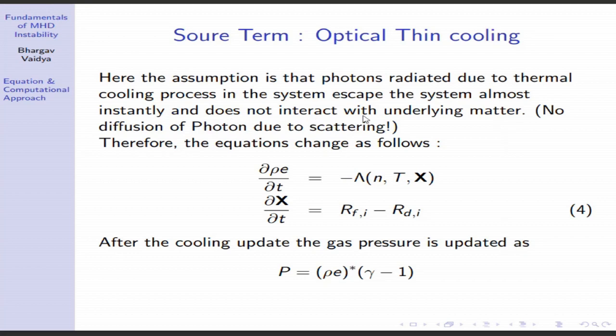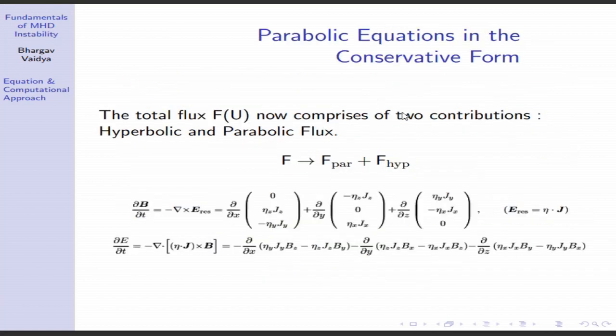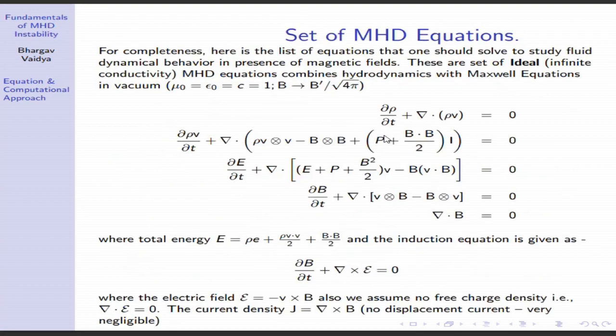So essentially, you solve the standard equations. I go back again to the standard equation, and look at the total energy. What does the total energy comprise of? What is this term? Internal energy. What is this? Kinetic energy. So forget the magnetic energy part. So now we have internal energy and kinetic energy.